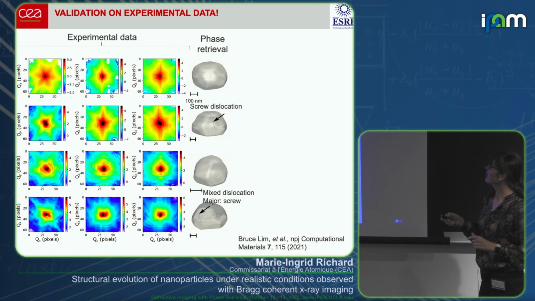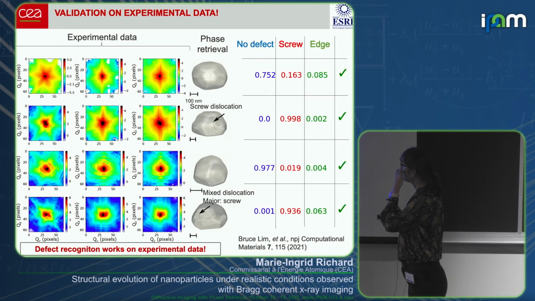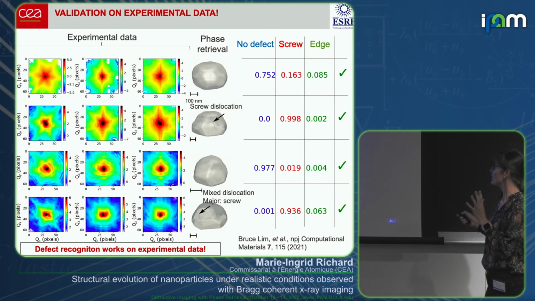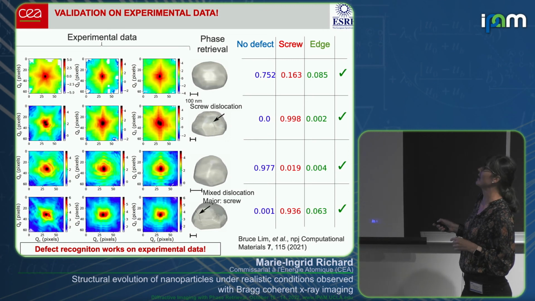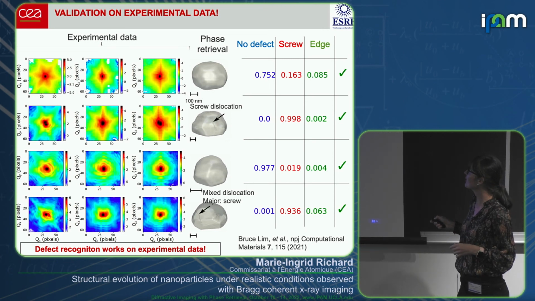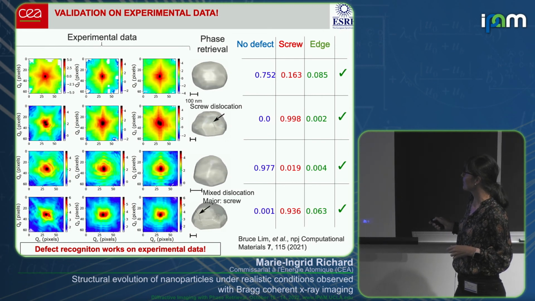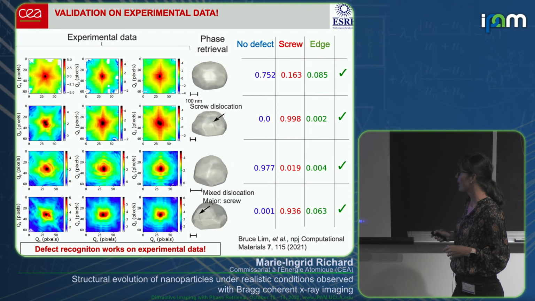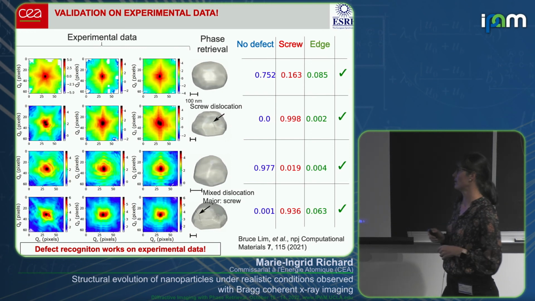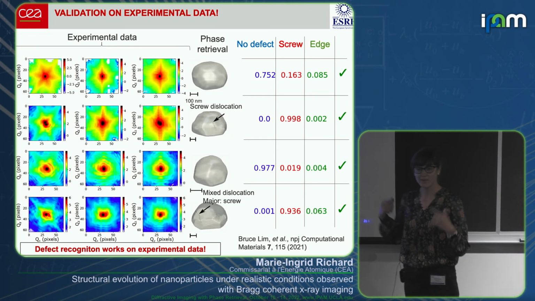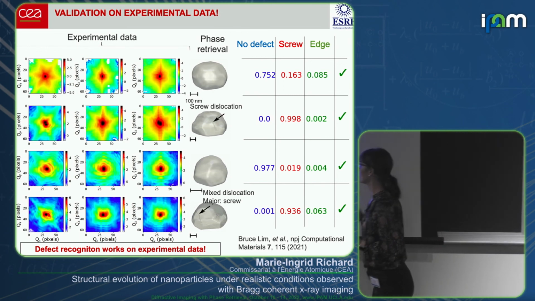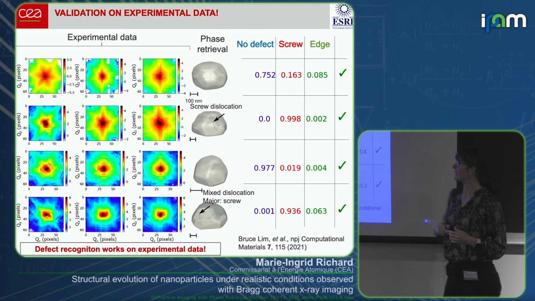And so we apply the neural network, and each time, maybe not for the first case, we obtain a correct identification. Here it's a correct identification, but maybe quite low. Here it was very good to determine that it's a screw dislocation, quite good that it's a perfect crystal, and here quite good that it's a screw dislocation. So we are quite happy: this neural network works on experimental data, for one D defects.